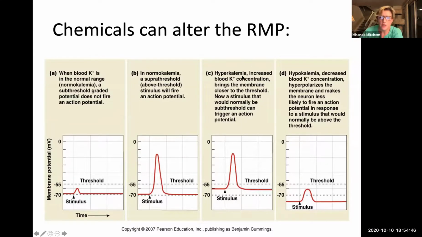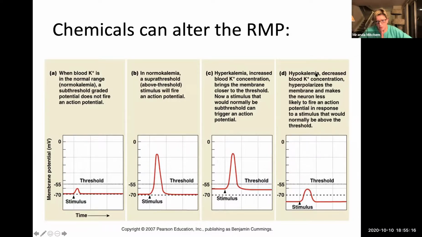So in hyperkalemia, there's too much potassium in the blood. So that is going to take a positive ion and put it in the blood. So we're going to be more positive. So now we're even closer to threshold. So in the condition of hyperkalemia, we don't need as much stimulus. A smaller response can get us above threshold because there's less area to the threshold.